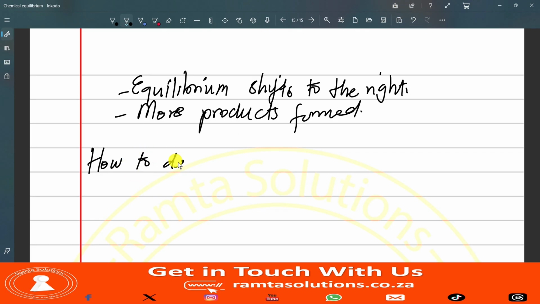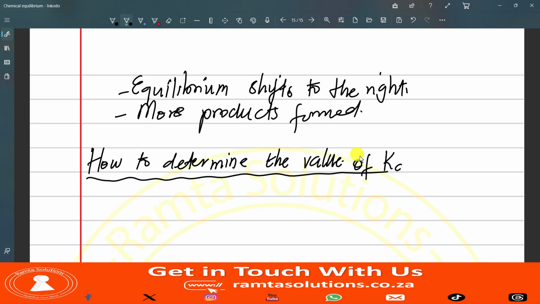How to determine the value of Kc? Remember, guys, this is just for classroom purposes, okay? But of course, everything is done experimentally. How to determine the value of Kc?